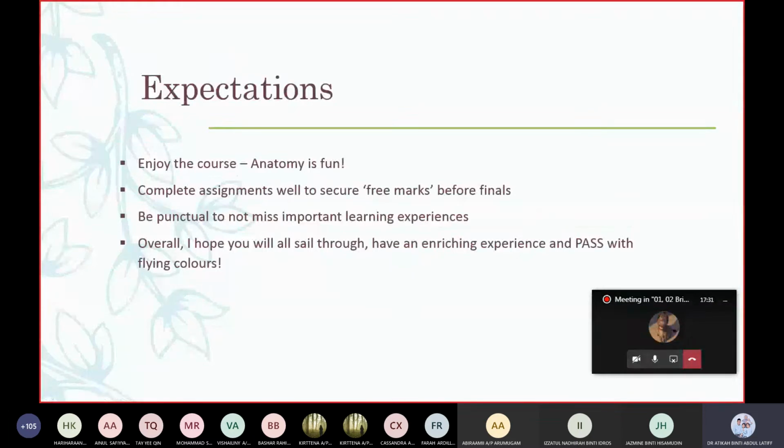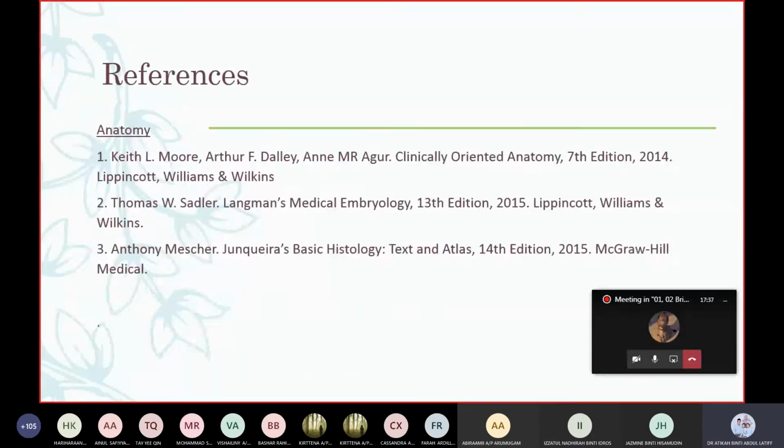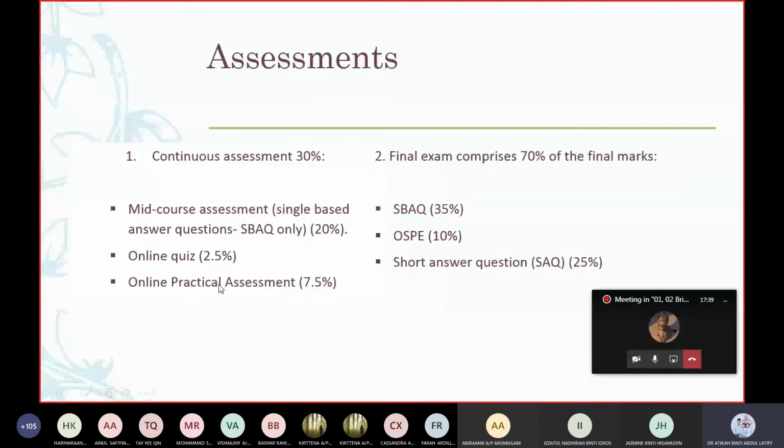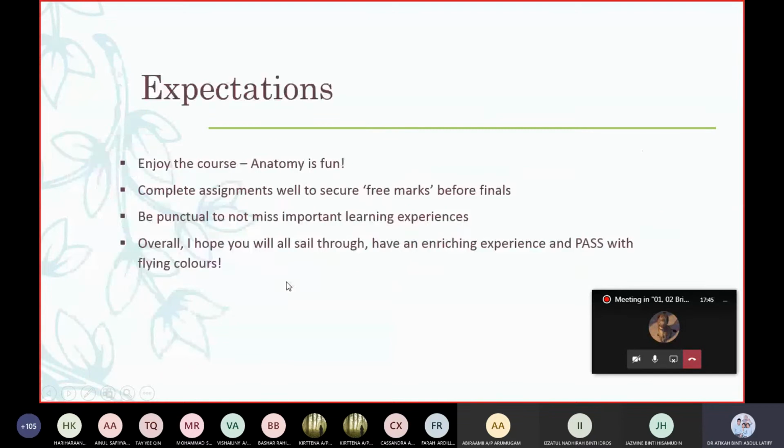Anatomy is fun, so enjoy the course. And if you remember, I showed you about the assessments. If you do your online and practical assessment well, that can secure you free marks even before the finals. So you will already have about 10% of the marks before the finals, right? So make sure to do them well.